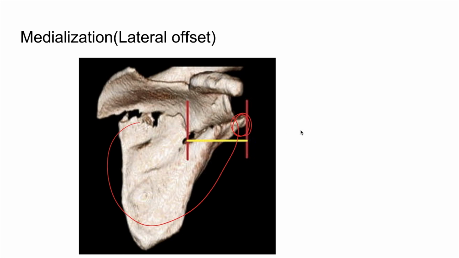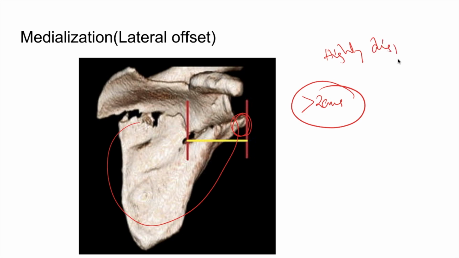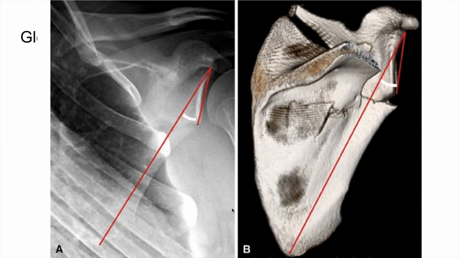scapula is shifted laterally by more than 2 centimeters, this is a good indication for surgery. That means it is a highly displaced fracture, and this is a good indication for surgery. So you should measure the medialization, or the lateral offset of the scapular body.